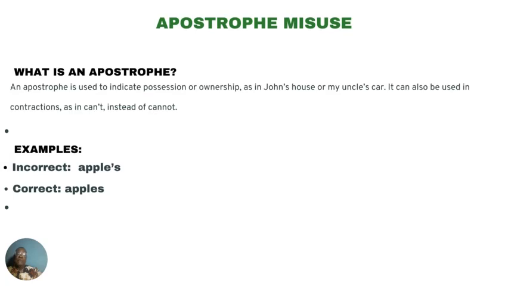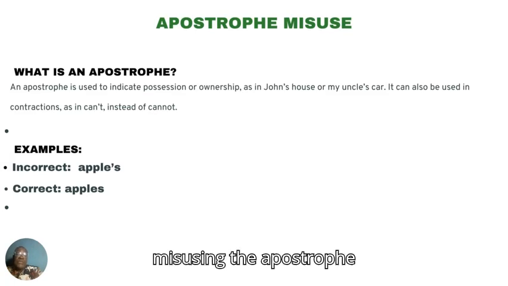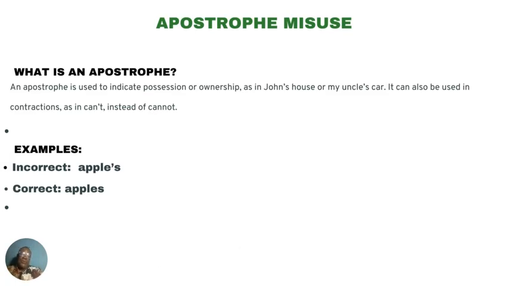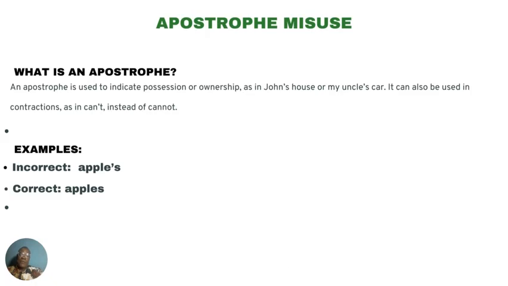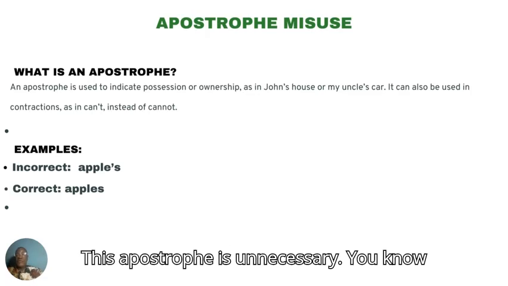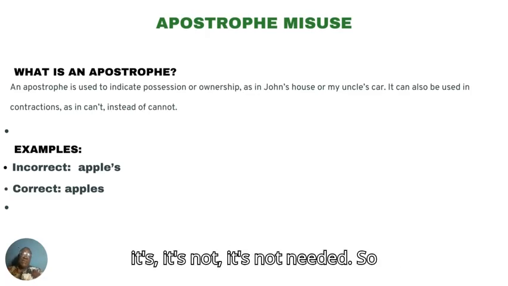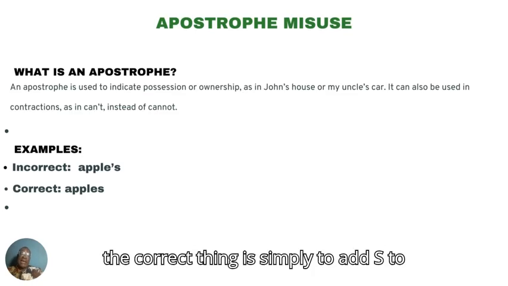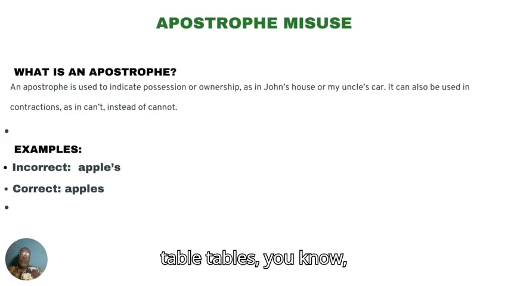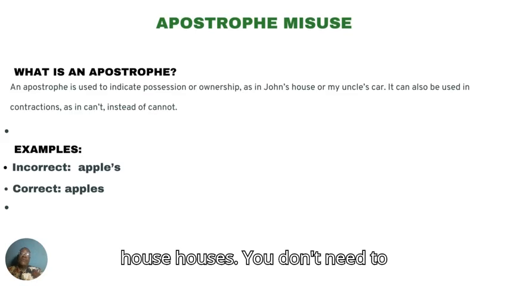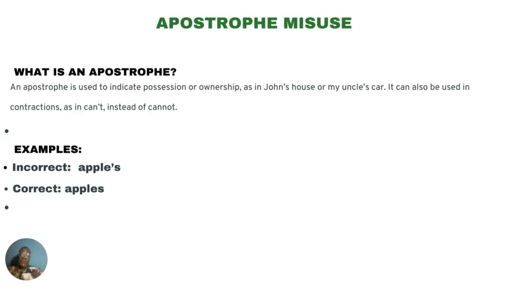Now, let's look at an example of misusing the apostrophe. When you use an apostrophe for the plural of apple, which is apples, you know, this apostrophe is unnecessary. It's not needed. So the correct thing is simply to add s to apple, and what you have is apples. Table, tables, you know, house, houses. You don't need to add an apostrophe.